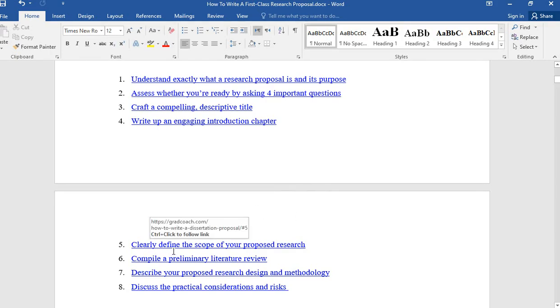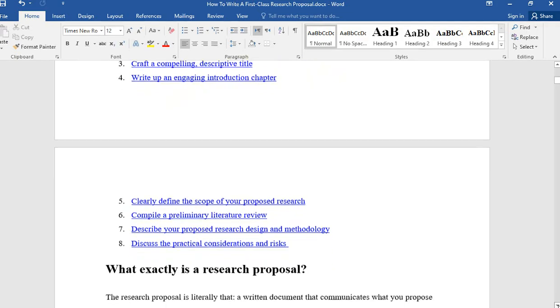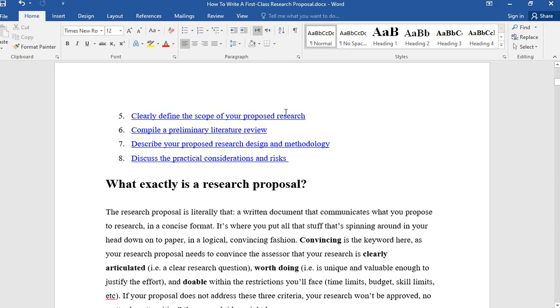Five, clearly define the scope of your proposed research. I talk about the scope as well. Six, compile a preliminary literature review. This is the second chapter of your proposal, which is also a very important section.